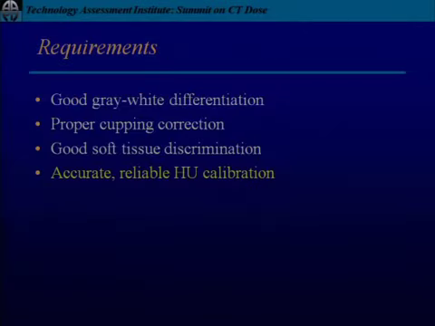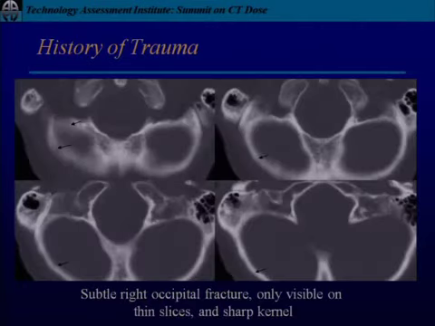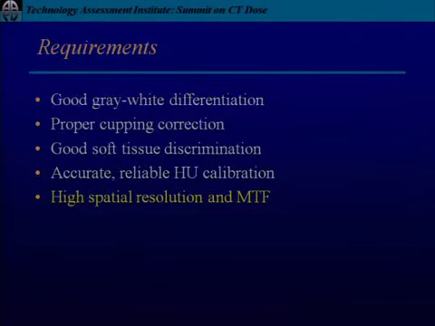Okay. So you need accurate, reliable Hounsfield calibration. This is a little bit subtle to see. This patient came in, had some kind of trauma, I forget what. There was some soft tissue swelling noted here, and there is a subtle line through here. I tried all sorts of different kernels and so on. Unless you use very thin slices and a sharp kernel, you won't see this fracture. Okay. So you need high spatial resolution and good modulation transfer function.